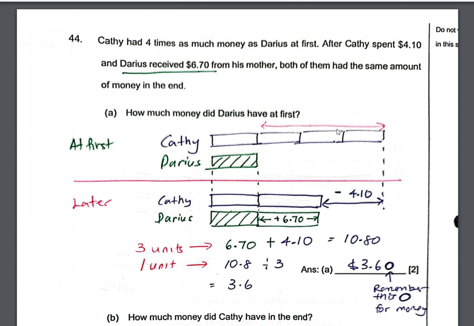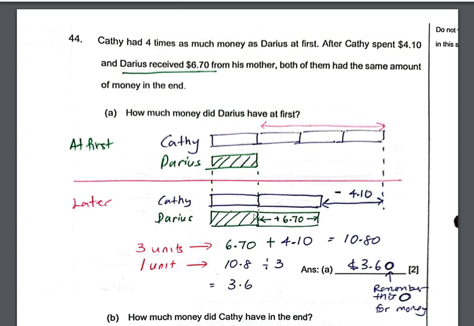Okay, so I drew 4 times, right? 1, 2, 3, 4. Now then, Katie spent $4.10. Spend means minus $4.10, right? Darius now increased by $6.70, increase, right? And then they have the same amount. See, they meet here, same.